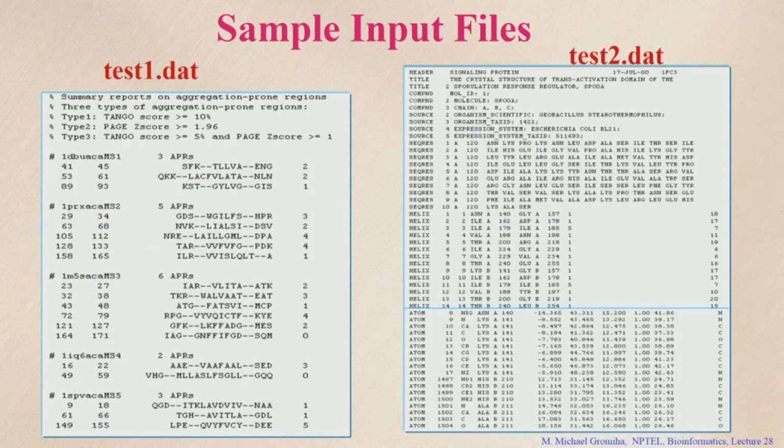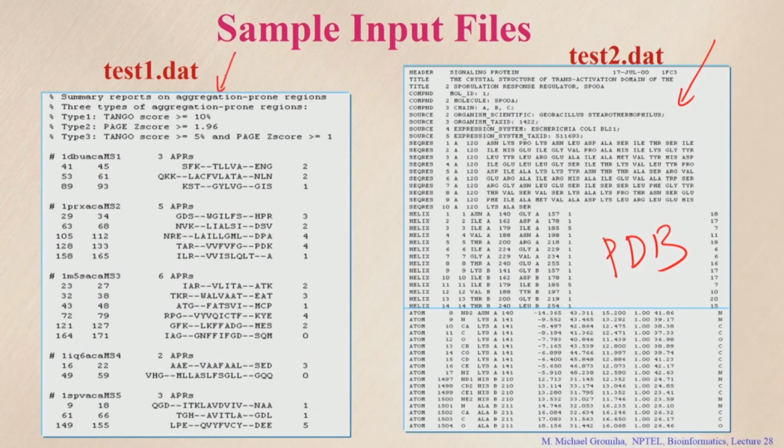So, I show some of the input files. Some of them are familiar to you already, as I showed them several times as some of the new files. Can you see this test2.date? What is this? It is a PDB file, a kind of PDB file. You can see the source, compound, sequence, helix, atom and so on. This is a PDB file you can get from the Protein Data Bank.